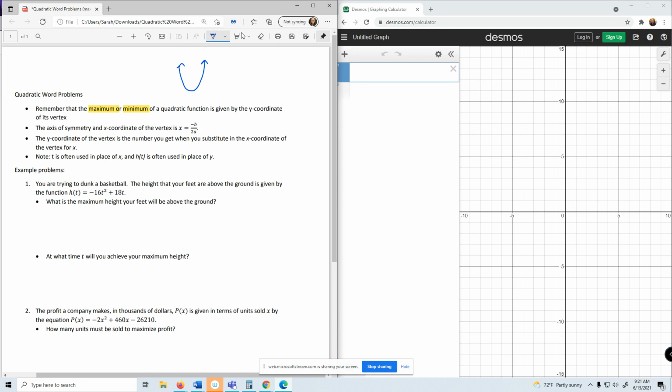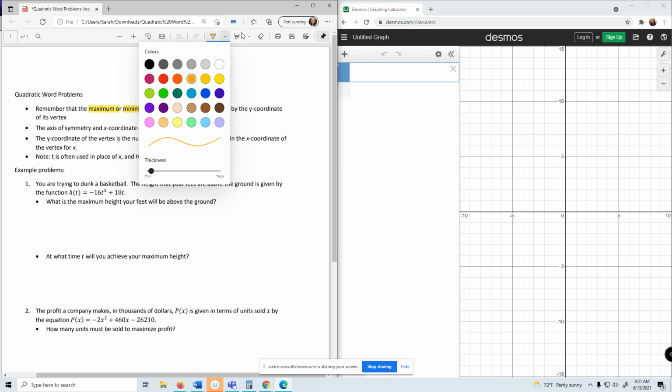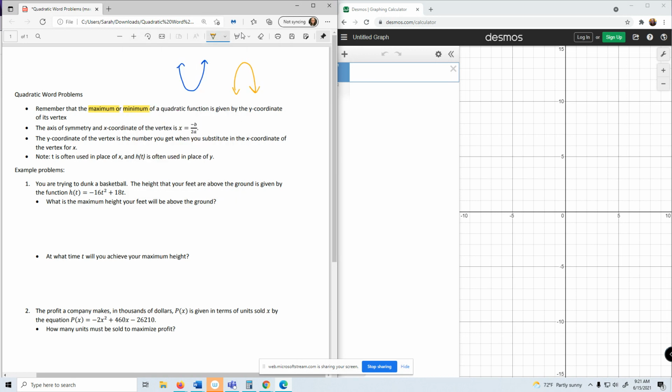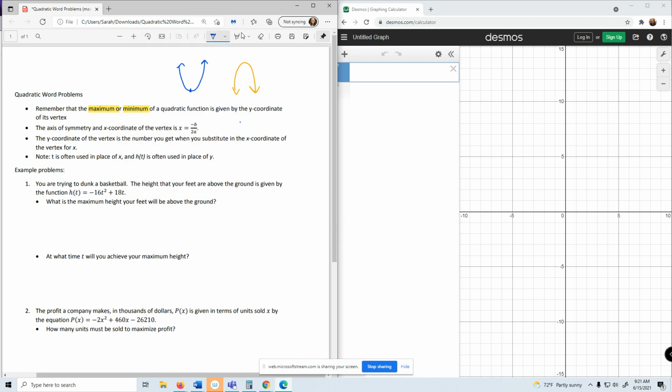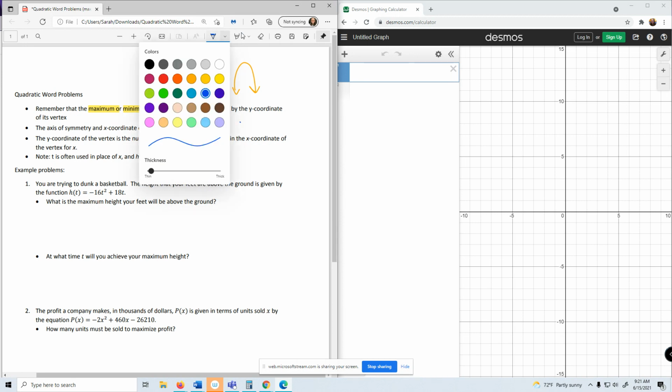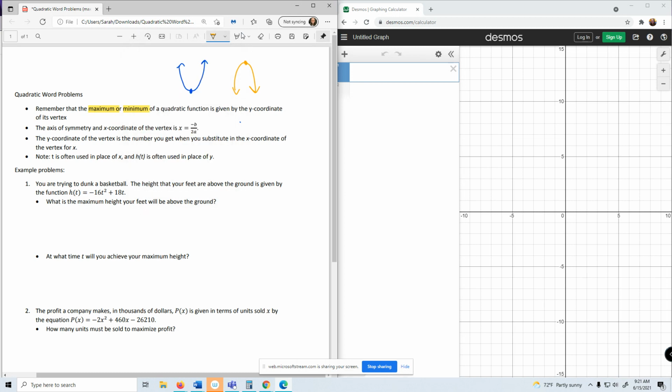It either looks like this, a regular parabola, or like this, an upside down parabola. If it's a regular facing upward parabola, our graph has a minimum, which is the lowest point. If it is an upside down parabola, our graph has a maximum, which is the highest point on the graph. The minimum or maximum value is the y-coordinate of the vertex. And then we'll also be concerned with the x-coordinate of the vertex because that tells us at what time or how long it takes for the minimum or maximum to happen.